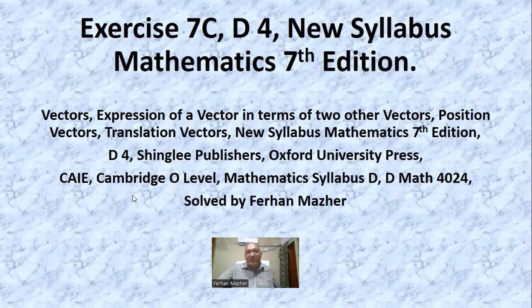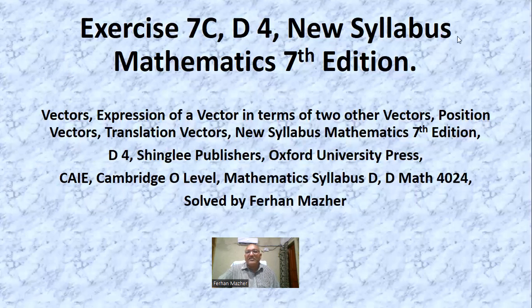The soft copy which I'm going to use is of the Shinglee publishers, and the exercise I solved is from the Oxford University Press. In the Shinglee publishers, the D4 chapter 5 is about the vectors, and in the Oxford University Press, the book of the New Syllabus Mathematics 7th edition, this is chapter number 7. So whatever book you have, if you have Shinglee publishers book, then it will be chapter 5. If you have Oxford University Press, then it will be chapter 7. The chapter is exactly the same, but only the numbering is different.